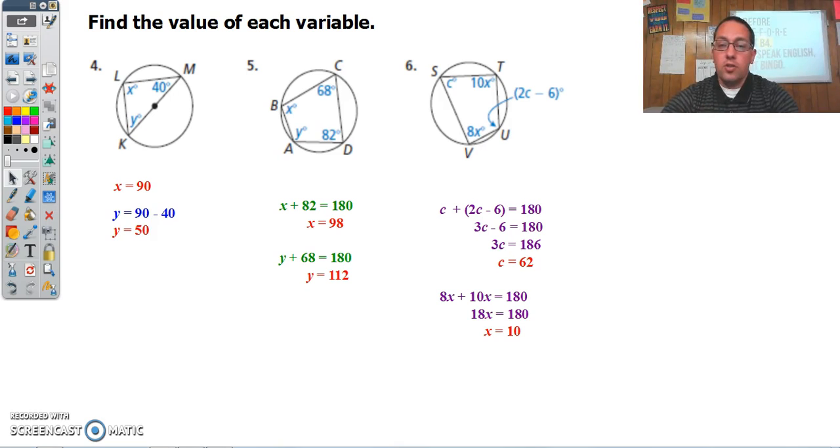And an inscribed quadrilateral has to have opposite angles supplementary. If the opposite angles aren't supplementary, then the quadrilateral can't be inscribed in the circle.